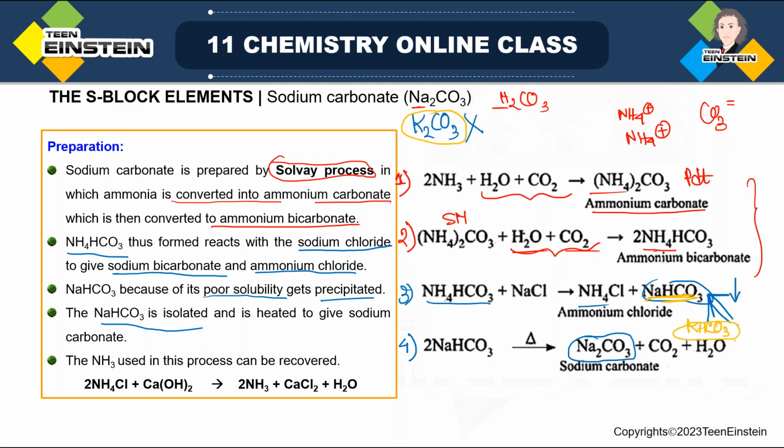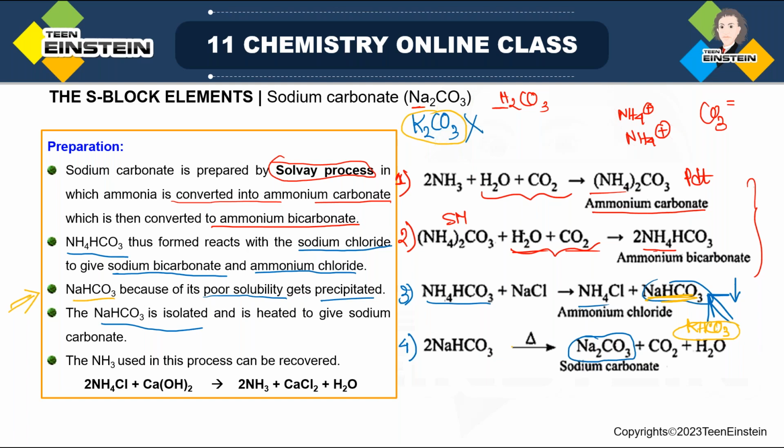Now unlike NaHCO3, KHCO3 has better solubility. So precipitate generation is not possible. And that means you will not be able to filter it. The isolation process will be difficult. So that is why the Solvay process we do not use for preparation of K2CO3. That is the difference between Na2CO3 and K2CO3. Because of the comparatively high solubility of KHCO3, you cannot get a precipitate. As you are getting a precipitate of NaHCO3, that same thing you will not get in the case of KHCO3. So we do not use this method for K2CO3 preparation.